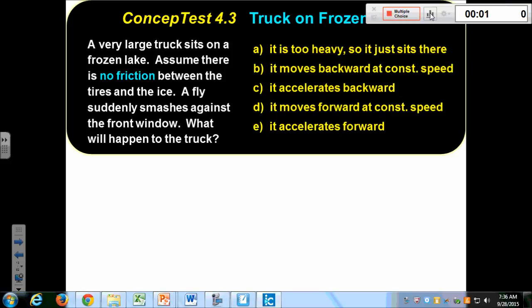A very large truck sits on a frozen lake. Assume there's no friction between the tires and the ice. A fly suddenly smashes against the front window. What happens to the truck? Think back to those laws of motion. That third law.